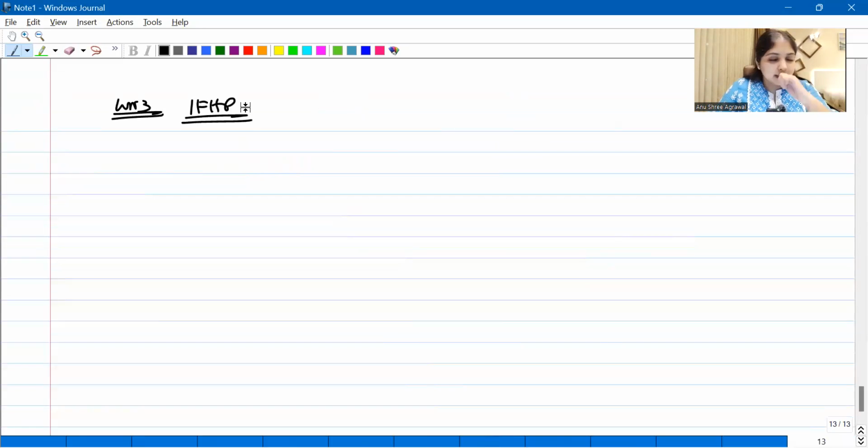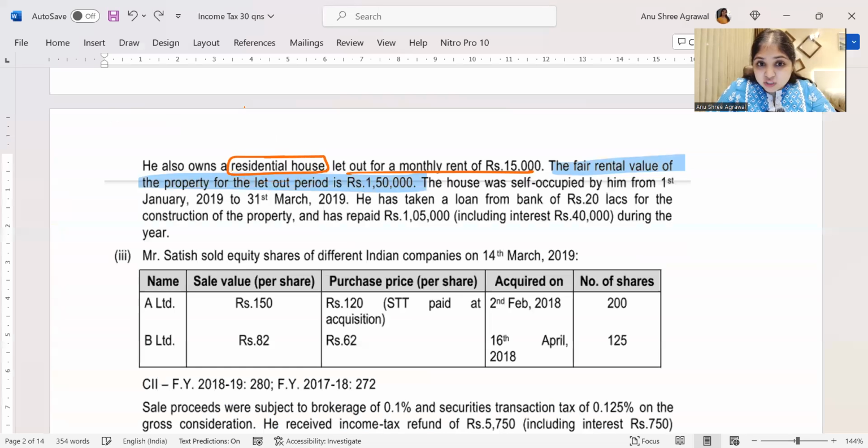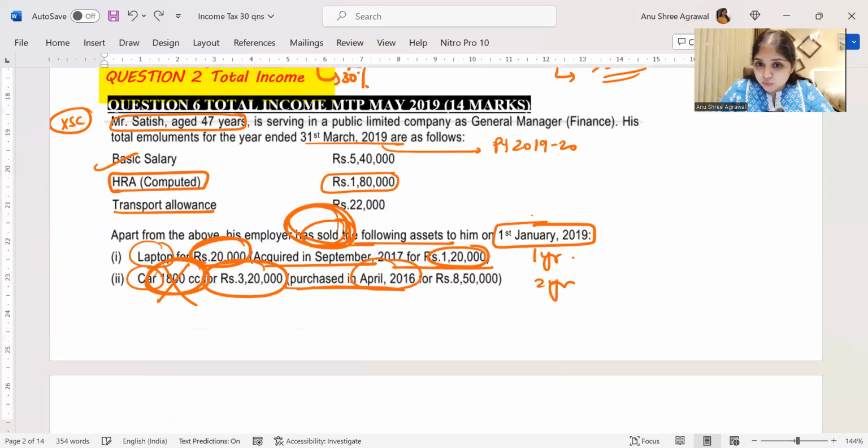Now let me read the entire adjustment. He owns a residential house which was let out. Guys, it was a let out house. Monthly rent 15,000. Fair rental value of the property for the let out period is 1,50,000. House was self-occupied by him from 1st Jan 2019 to 31st March 2019. Which means what, guys? We are doing the calculation for previous year 1819, not 1920.